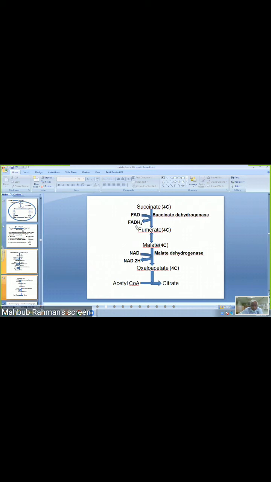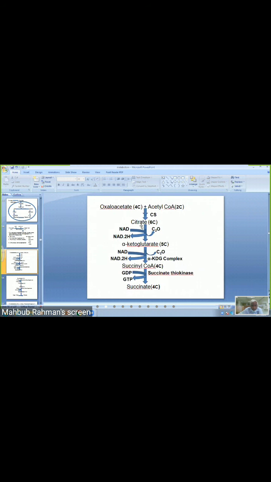Citrate is oxidized to alpha ketoglutarate. Also, there is decarboxylation. One molecule of carbon dioxide is produced here. The coenzyme involved is NAD. Is it clear? NAD is converted to NADH.